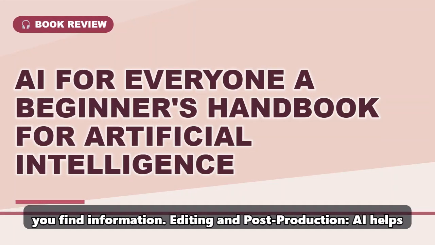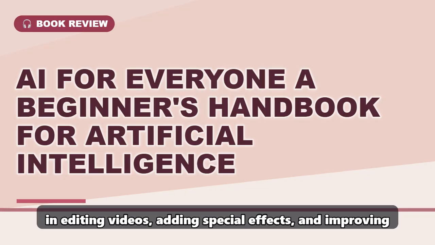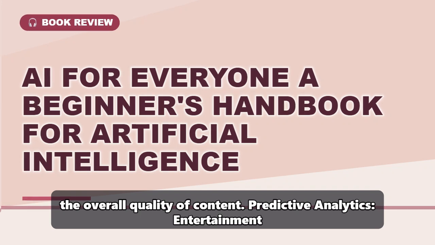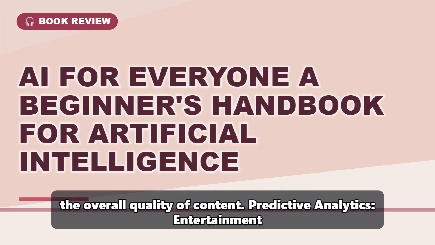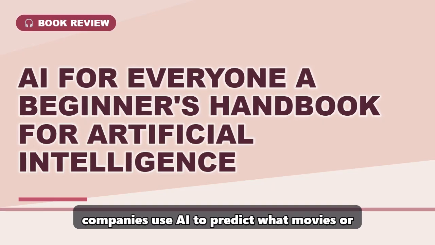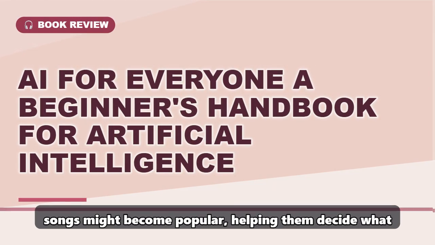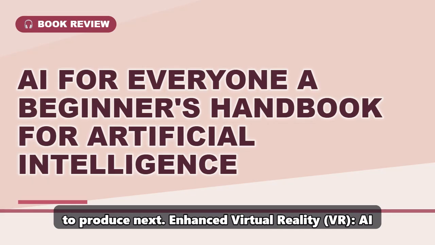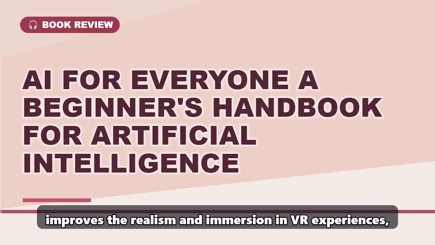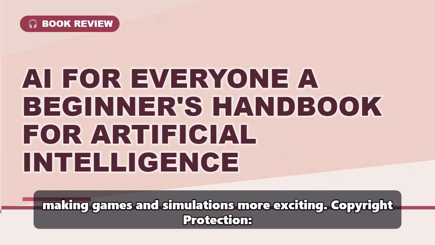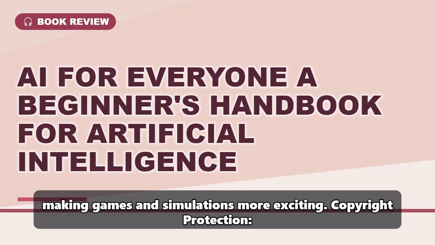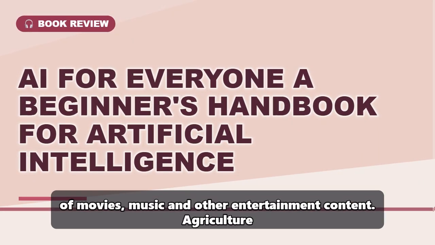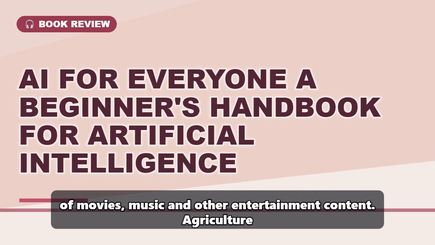Editing and post-production. AI helps in editing videos, adding special effects, and improving the overall quality of content. Predictive analytics. Entertainment companies use AI to predict what movies or songs might become popular, helping them decide what to produce next. Enhanced virtual reality, VR. AI improves the realism and immersion in VR experiences, making games and simulations more exciting. Copyright protection. AI helps identify and prevent the illegal distribution of movies, music, and other entertainment content.